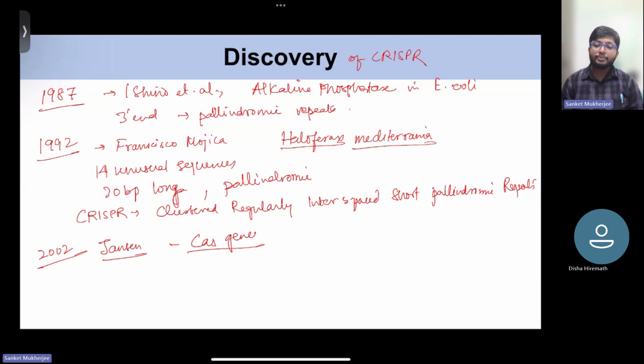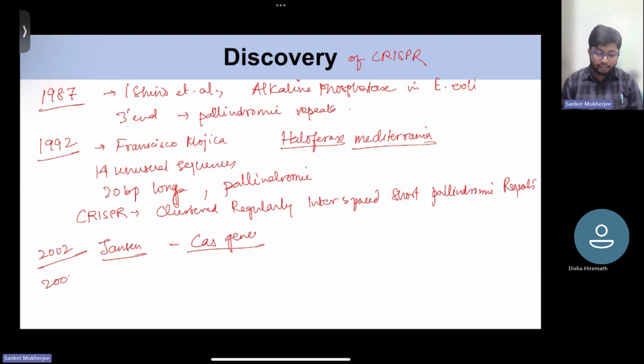Now, these repeats, while they were very interesting to find in bacteria, in prokaryotes, scientists usually dismissed this finding, because they thought that there are many repeats in a genome and everything does not make sense. So this entire finding was not very well accepted in the scientific community. It was kind of ridiculed also.